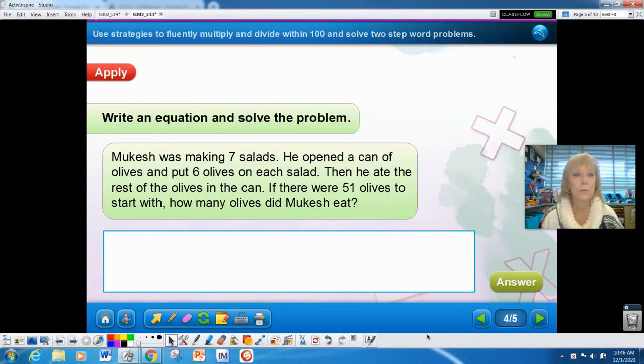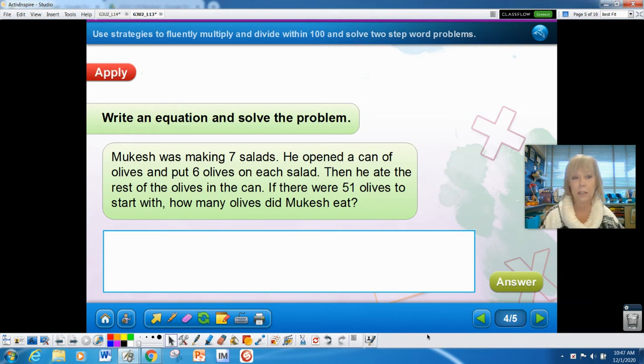Okay, boys and girls, we are working on page 145 in our Math Expressions book today, and you are going to be working on solving two-step word problems. So we've been doing this for a while, and I just want to remind you that when you are reading a word problem, you need to be paying attention to the numbers that they are giving you, and then figure out what they are asking you to do with those numbers.